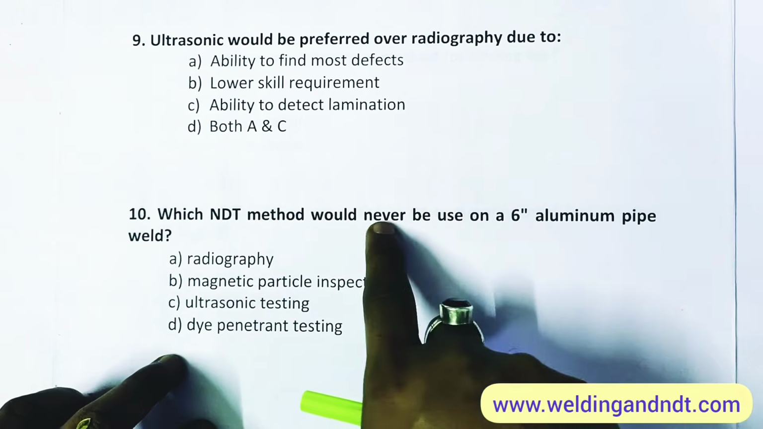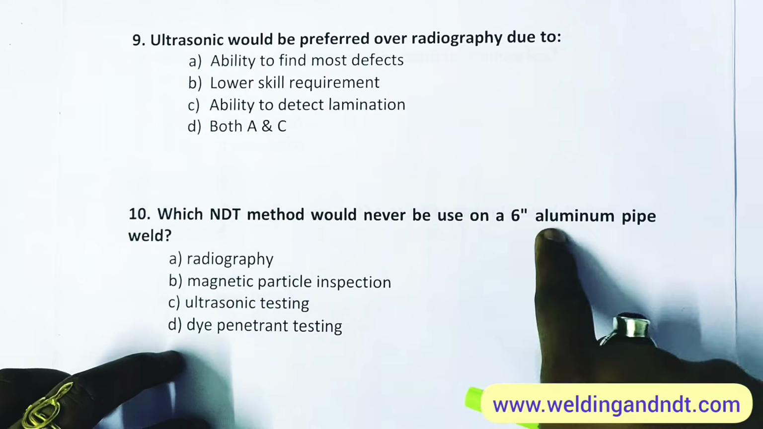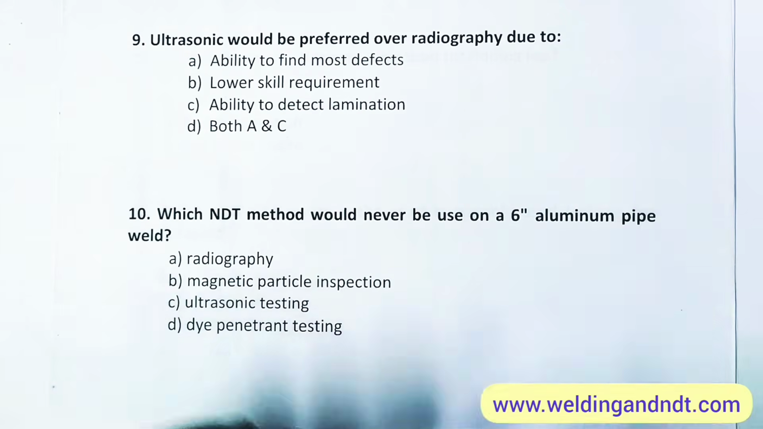Now which NDT method would never be used on a 6-inch aluminium pipe?